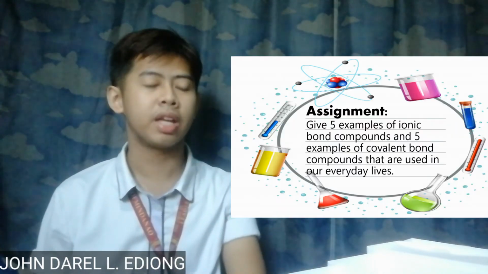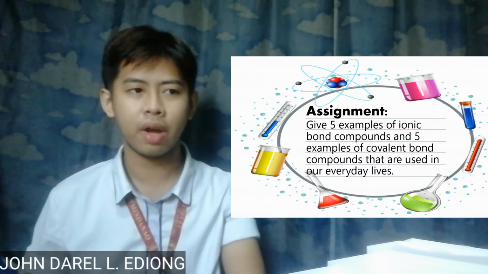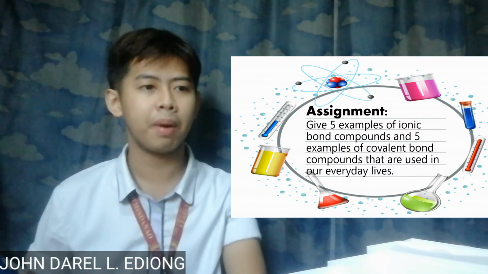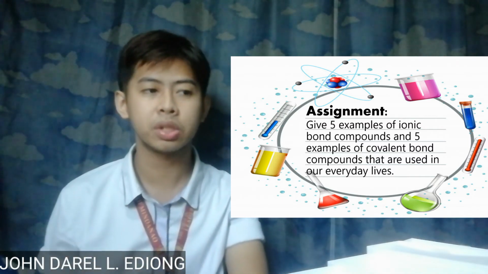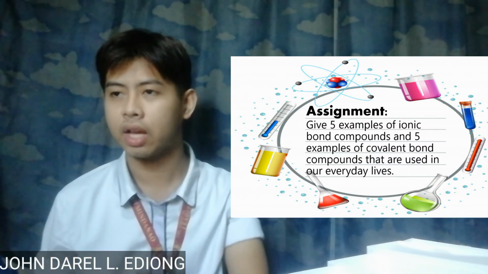I would like to know who got the perfect score. Okay, almost all of you got the perfect score. So, congratulations everyone. And now for your assignment, give 5 examples of ionic bond compounds and 5 examples of covalent bond compounds that are used in our everyday lives. Okay? That's it for discussion and thank you for participating in the class.